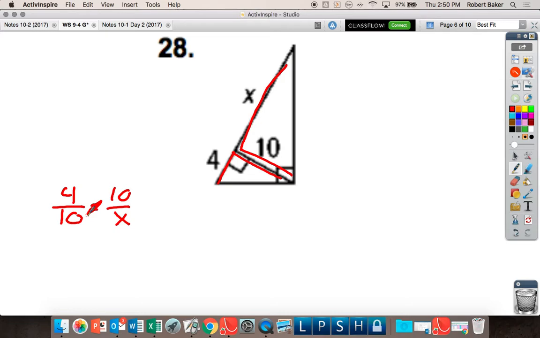Okay, so you have one of them, and you'll use it every time. Outside over inside equals inside over outside. But don't say x plus 4. It's not the whole hypotenuse. It's just piece over piece.